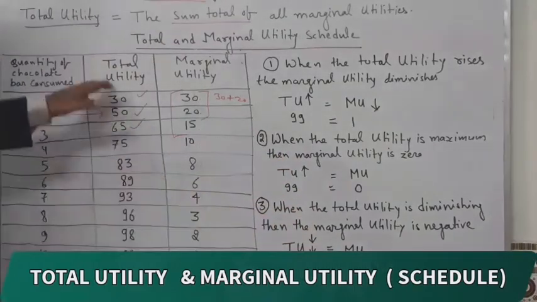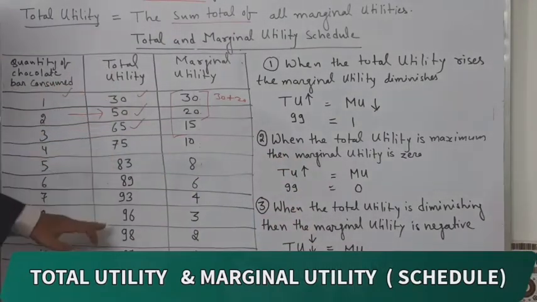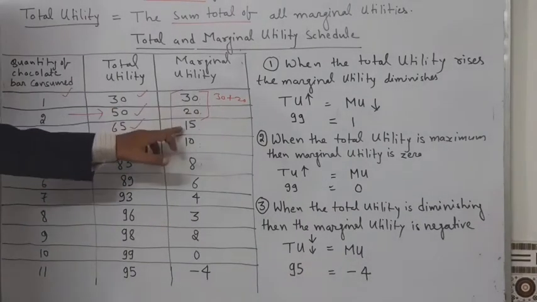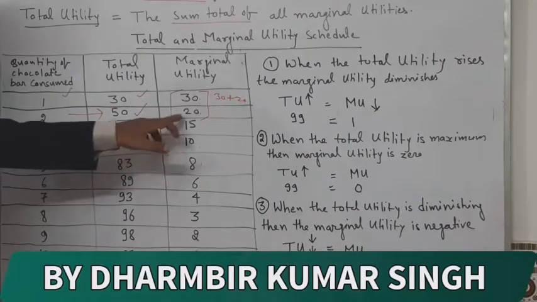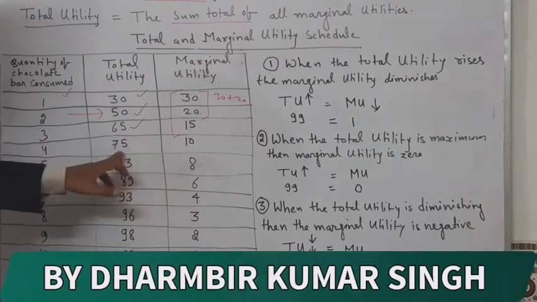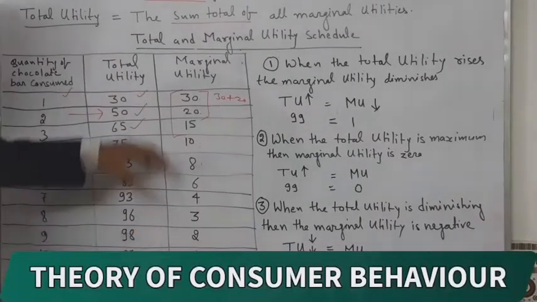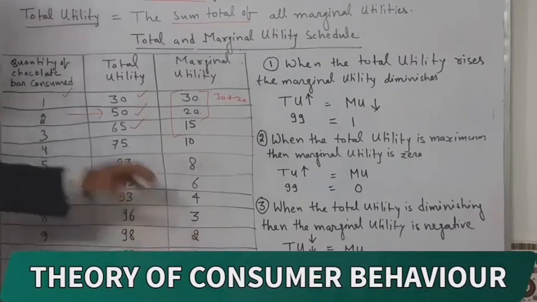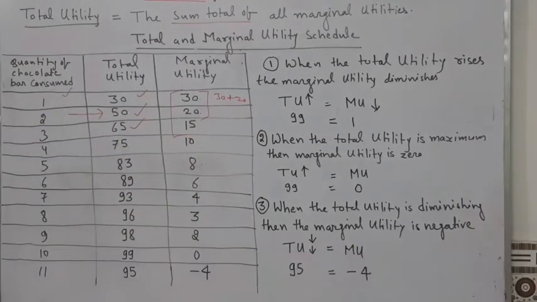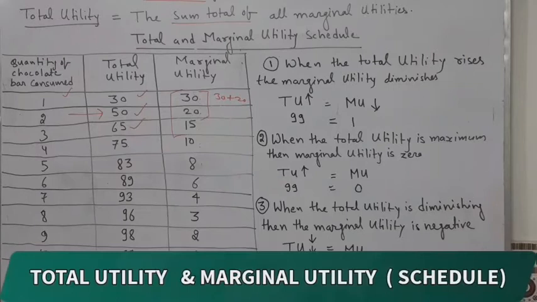So this is total utility: 30, 20, 15, 65, then 30, 20, 15, 10, 75. In this way we will add it. Total utility will increase and marginal utility will decrease. Try to see it.